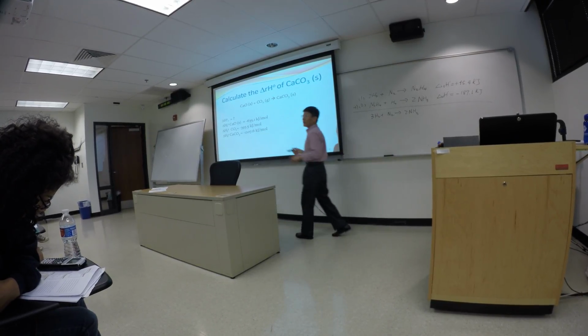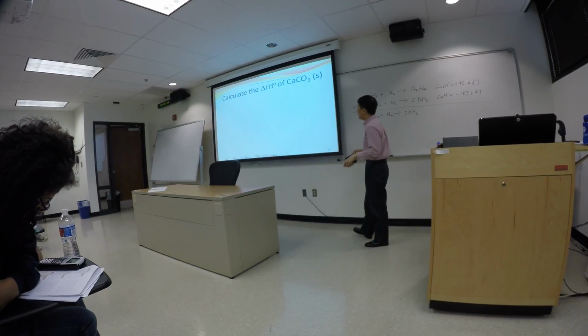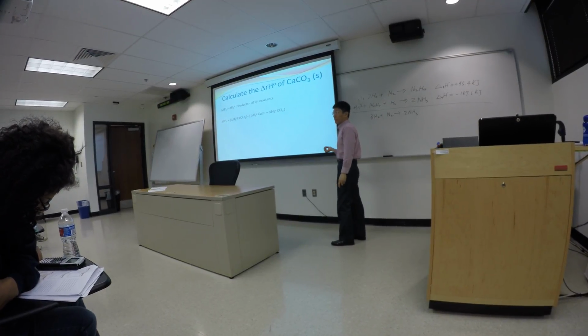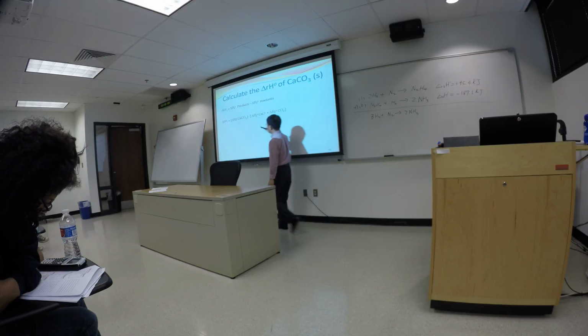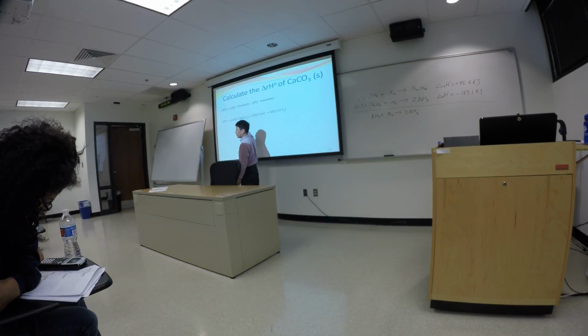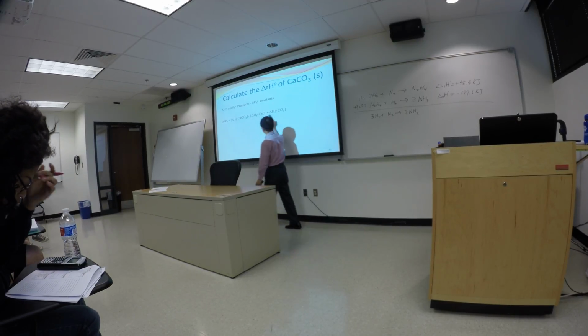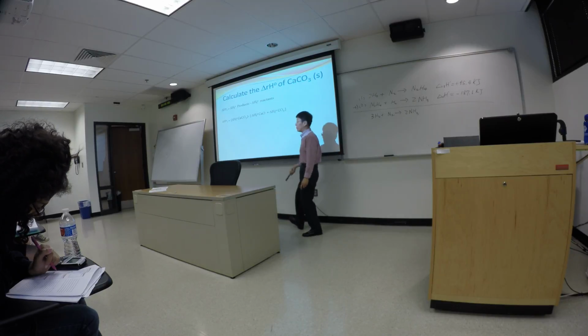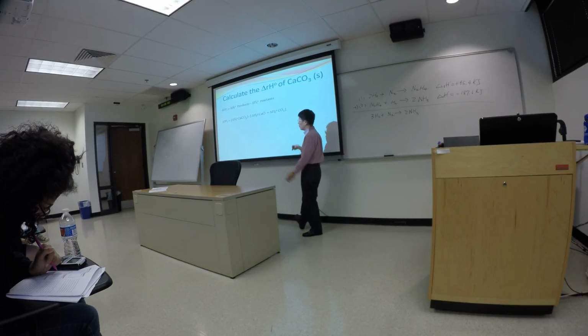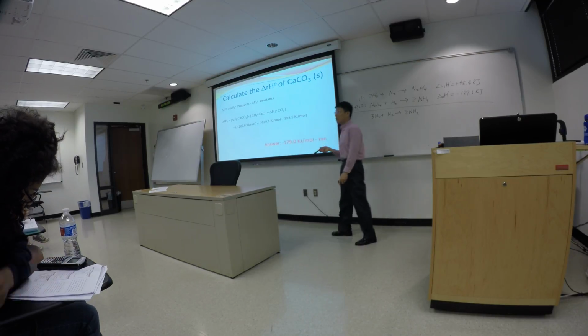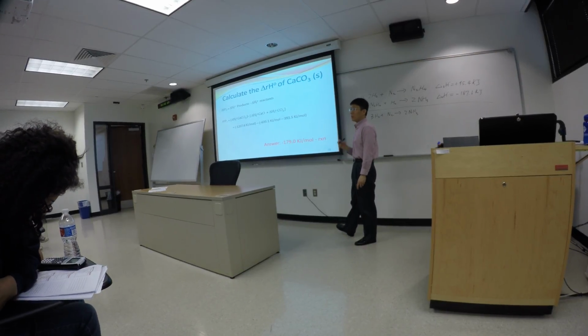How do we figure out the enthalpy of this overall reaction? All we need to do is add them together: the molar enthalpy of formation of calcium carbonate minus the sum of the molar enthalpies of formation for calcium oxide and carbon dioxide. You plug in the numbers and you get the answer. Simple addition and subtraction. The numbers are given to you.